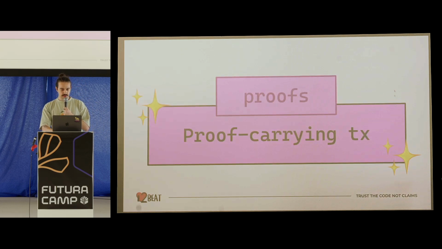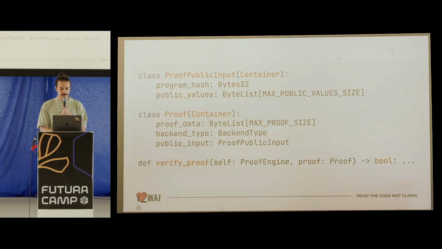And this is the idea behind what I'm working on, which is proof carrying transactions. This would be a new transaction type that provides you with a program that you're verifying, the inputs to this program, and the proof. The proof is verified on the consensus layer within the same infrastructure that validators and nodes will already use for L1.